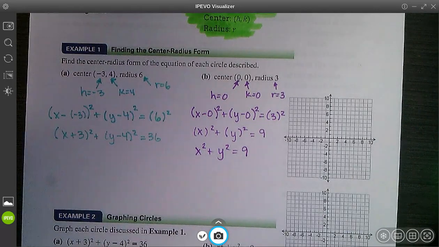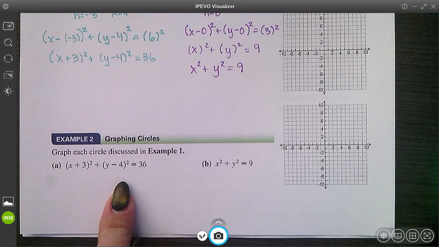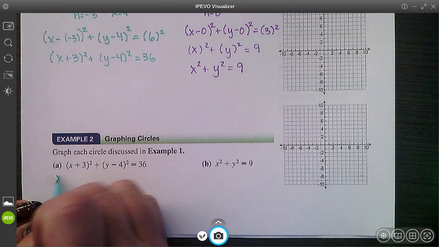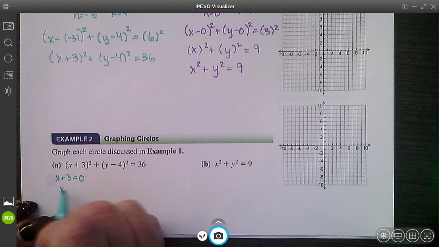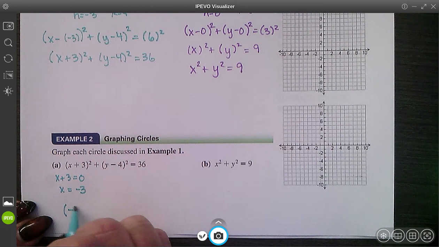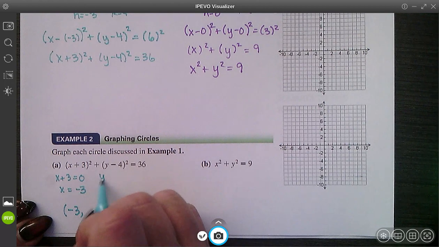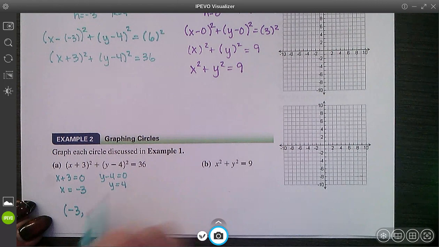If they give us the equation already filled out, then we can find out where the center is and what the radius is. So what I want to do is take x plus 3, set it equal to 0 to figure out that x equals -3. So the x coordinate of my center is -3. Do the same thing with y. y minus 4 equals 0, so y equals positive 4. So the y coordinate is 4.